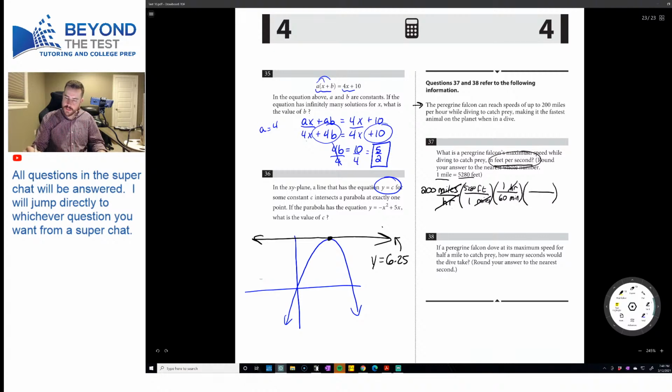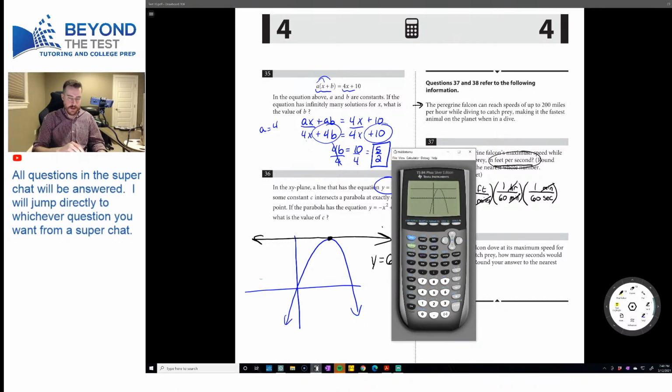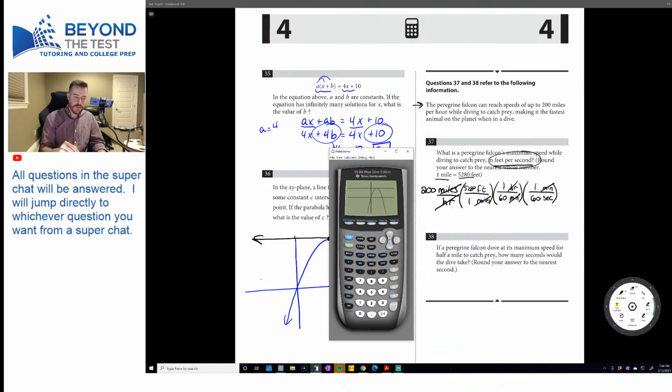So now let's convert this by putting minutes on the top and seconds on the bottom. I know that there's 60 seconds in 1 minute, so minutes will cross out with minutes. My units at the end will be feet per second. Oh, that's exactly what I wanted, so I know I've done this correctly. And then very simply, we can just go to our problem here.